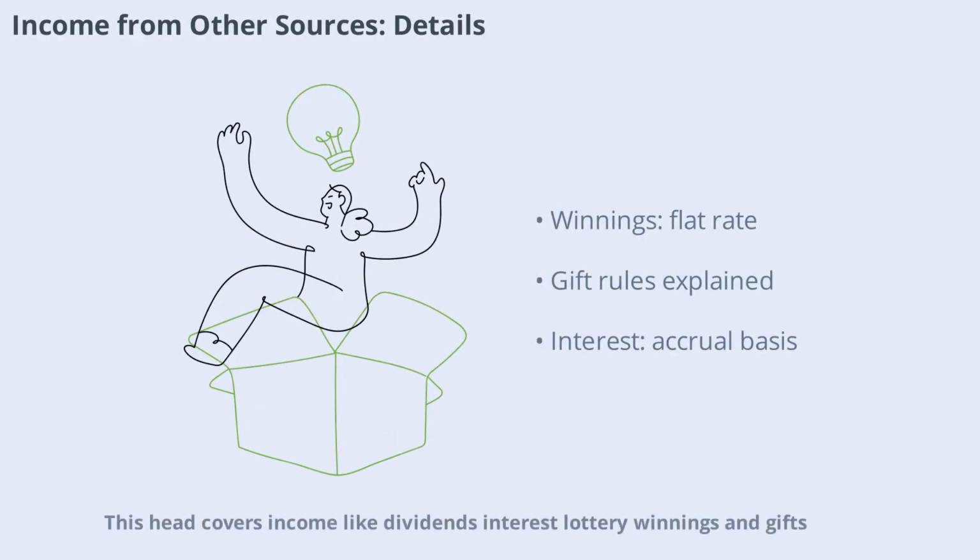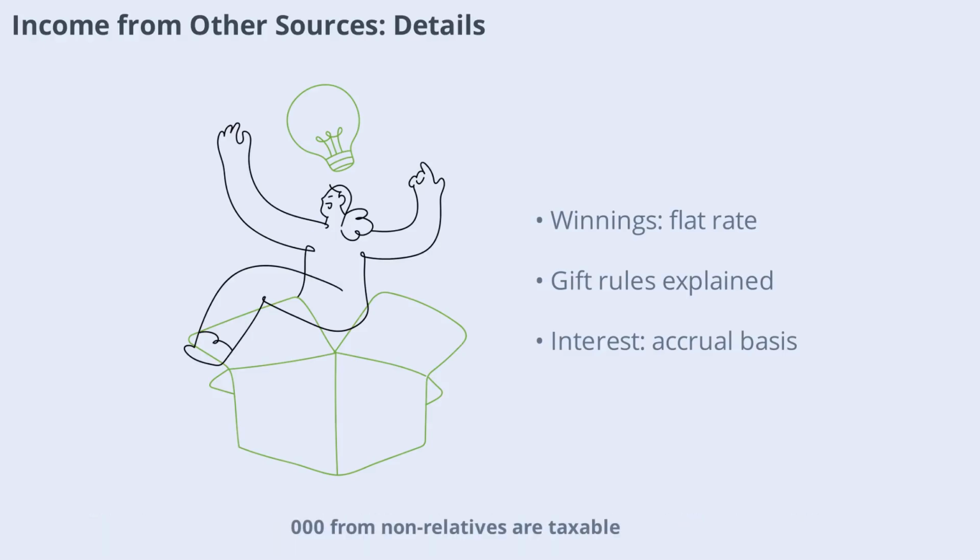This head covers income like dividends, interest, lottery winnings, and gifts. Winnings are taxed at a flat 30% with no deductions allowed. Gifts above Rupee 50,000 from non-relatives are taxable, but gifts from relatives or on marriage are exempt. Interest is usually taxed on an accrual basis.